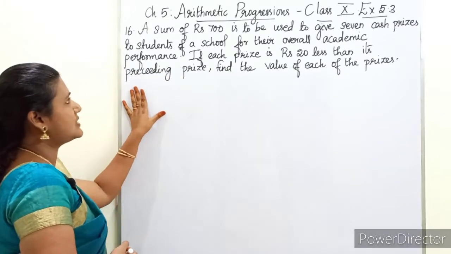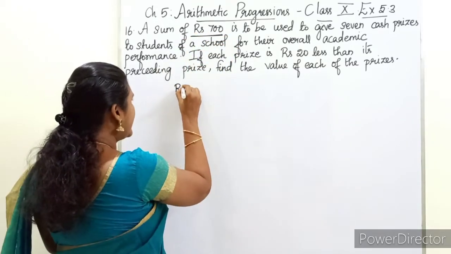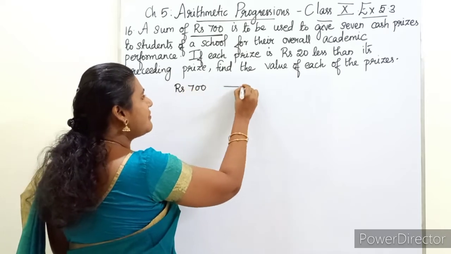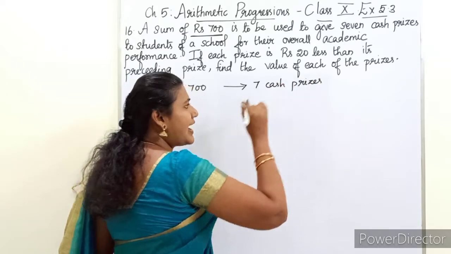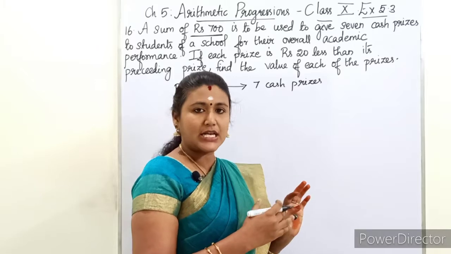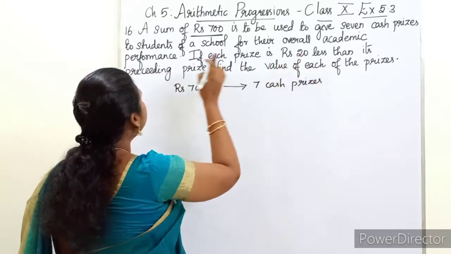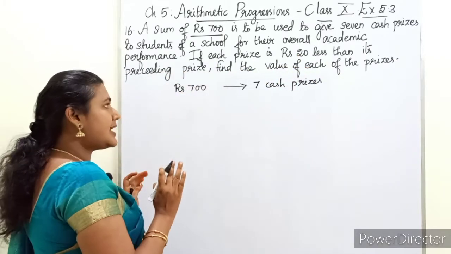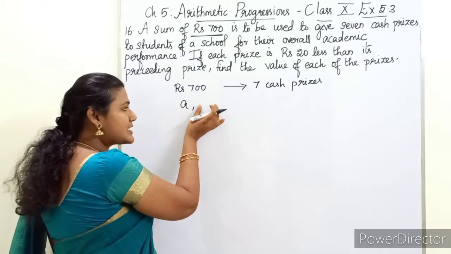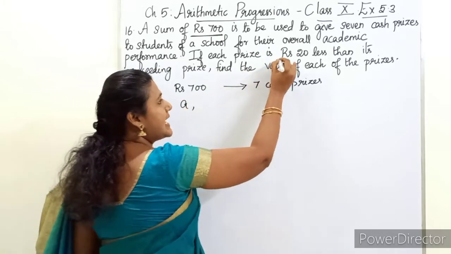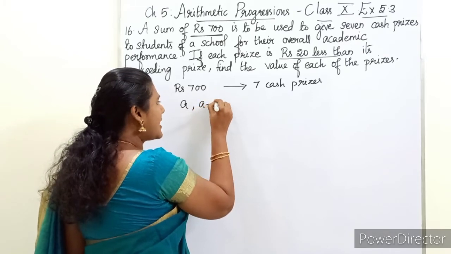So in this question, we have a sum of rupees 700, and this 700 we have to divide into 7 cash prizes in such a way that each prize is 20 less than its preceding prize. Suppose we take the first cash prize as A, then what will be the next prize? The next prize should be 20 rupees less than its preceding prize. So the next prize amount will be A minus 20.